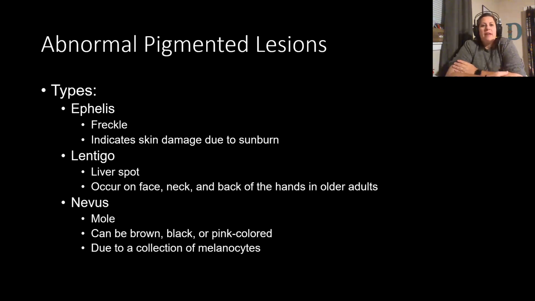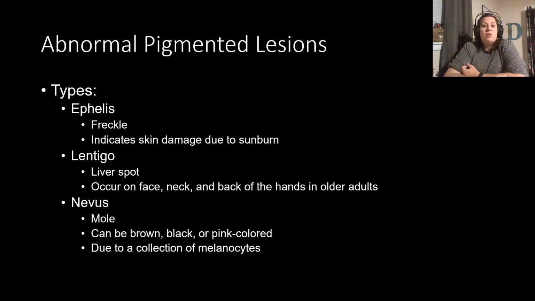All right, so now let's talk a little bit about some abnormally pigmented lesions that can take place on the skin. So ephelis are freckles. These are going to indicate skin damage due to a sunburn as they start to develop. Now, these are abnormal. These are not the freckles you were really born with. This is when you get more and more of them.